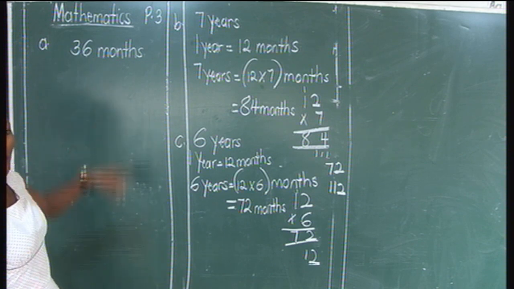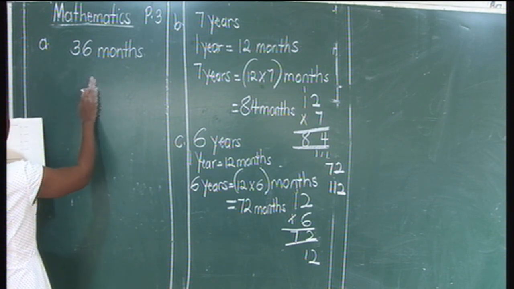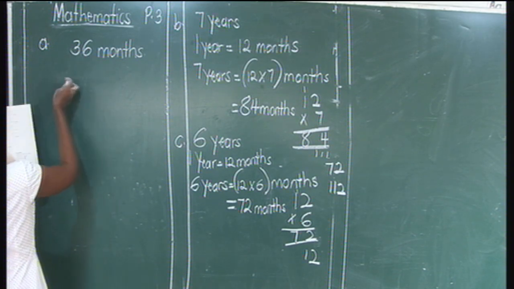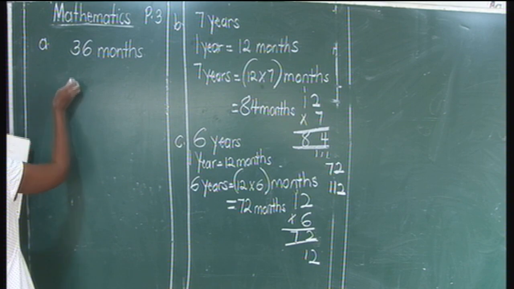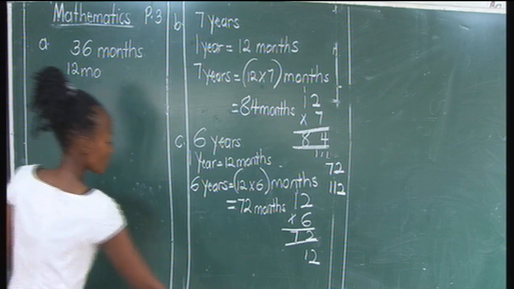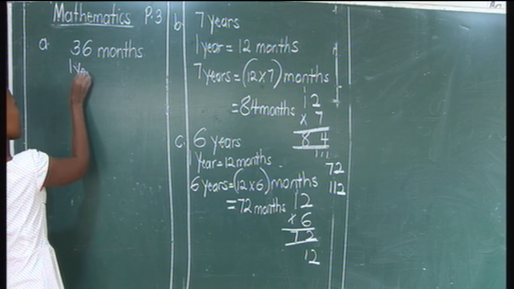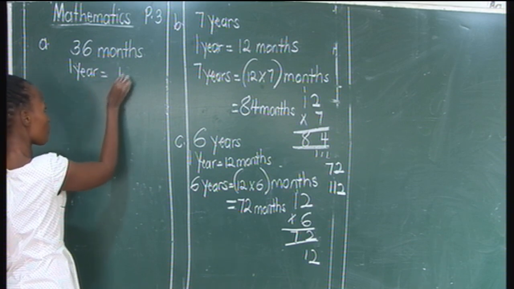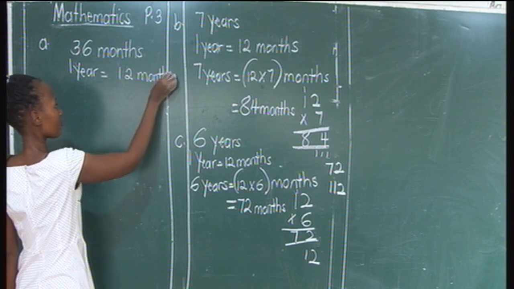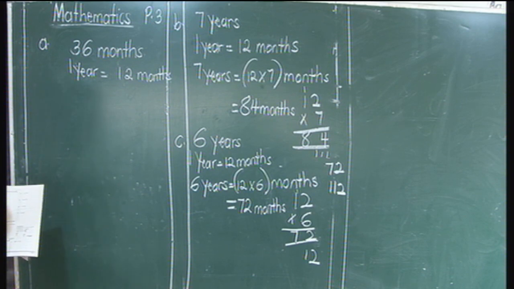Right? Now here we are going to divide the number of months, 36 months, by 12 months. Let's start with a year. 1 year is equal to 12 months.